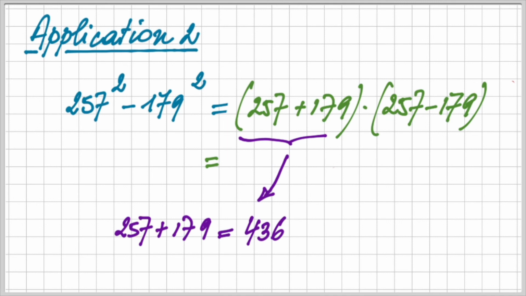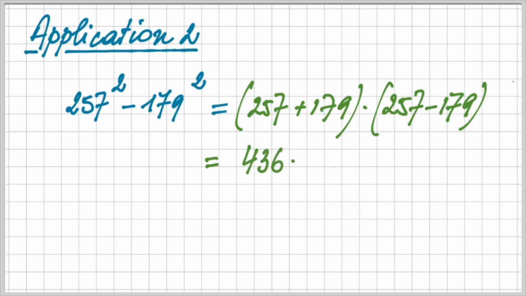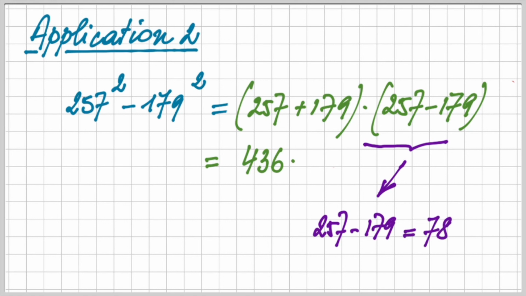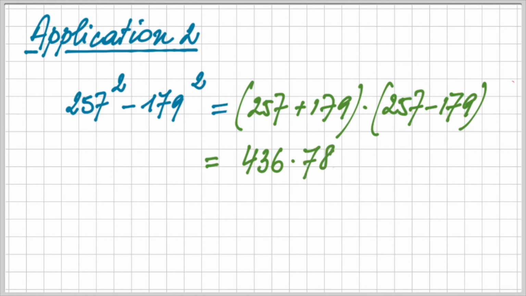For the first one, we find that 257 plus 179 is 436. And 257 minus 179 is equal to 78. And we find that our complex expression 257 to the square minus 179 to the square can be rewritten as 436 times 78, which gives us 34008. And that's the result. It's a very easy simplification, and it will help you to do those calculations a lot faster.